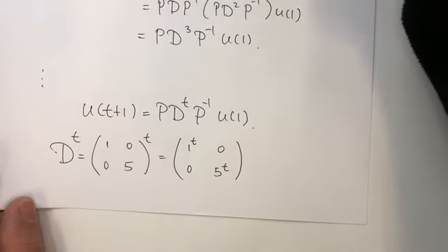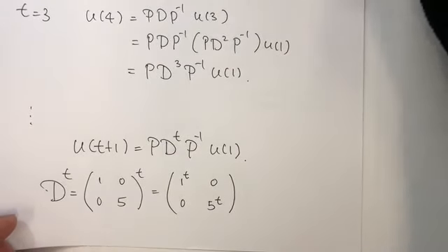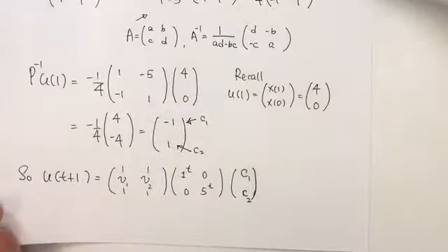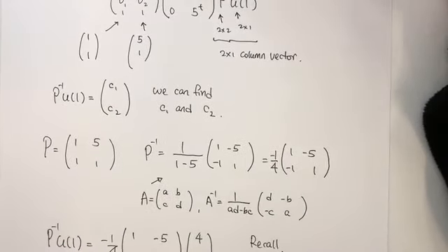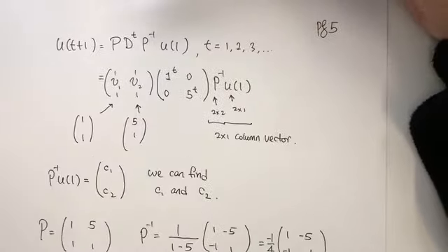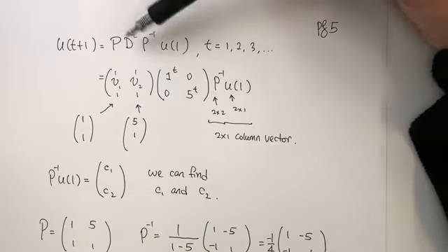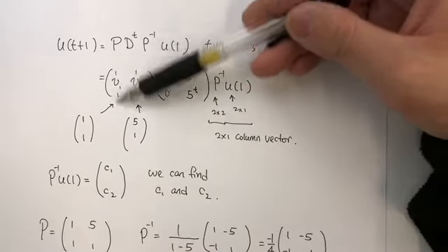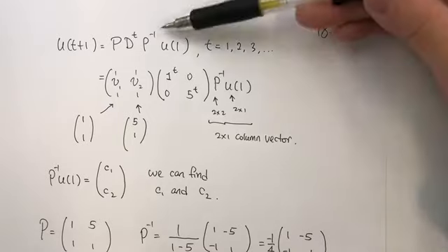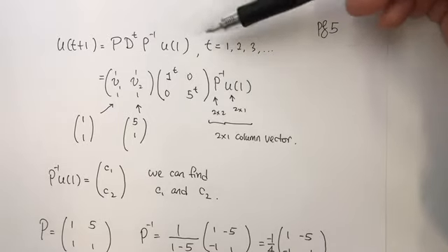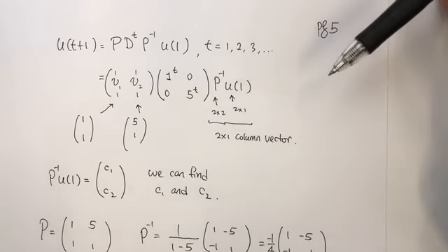Once we have that, we can go back to this equation and try to simplify it and extract all the necessary information. Back to these equations, u_{t+1} is P D^t P inverse u1. Remember that our P consists of the column vectors v1 and v2. This is how our D^t looks. The only thing that we don't really know is P inverse u1. P inverse is a 2 by 2 matrix, and u1 is a 2 by 1 matrix.